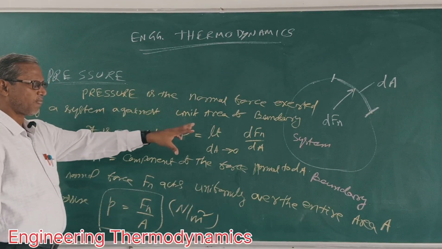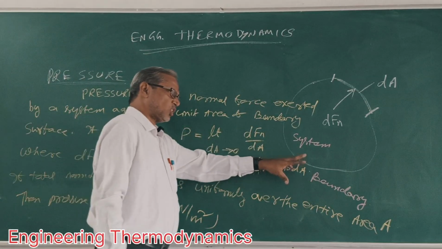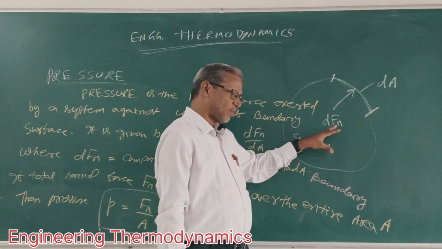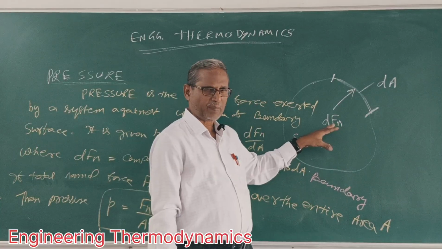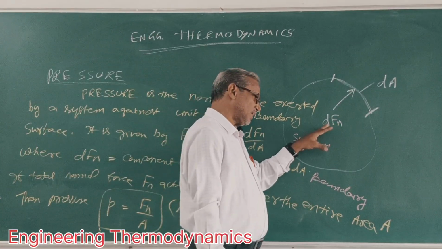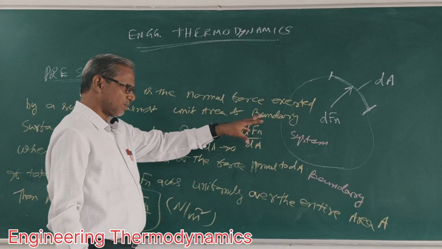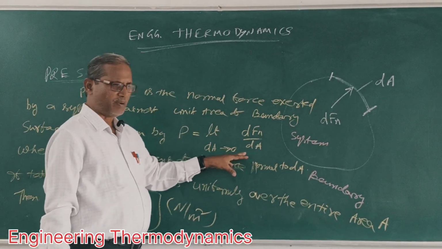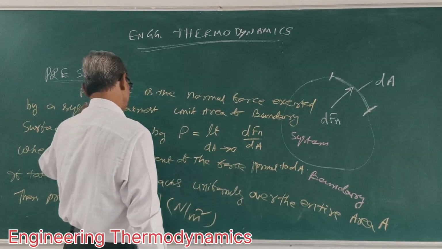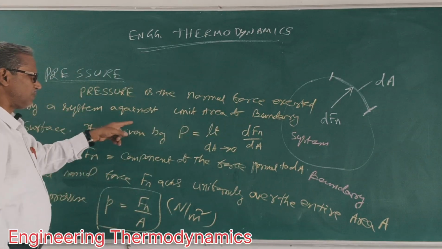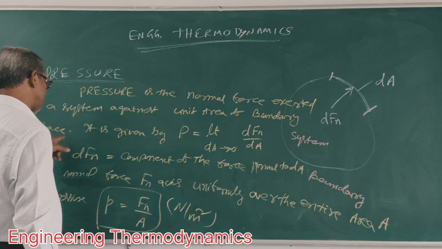What is pressure? Suppose we consider a very small area dA, with a normal force dFn acting on the body. Then the pressure P is equal to the limit of dFn by dA as dA tends to 0. So, the pressure is the normal force exerted by a system against a unit area of the boundary surface.